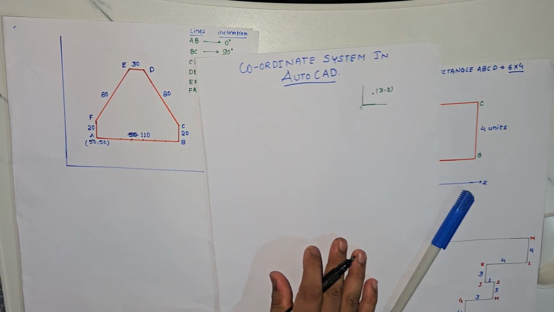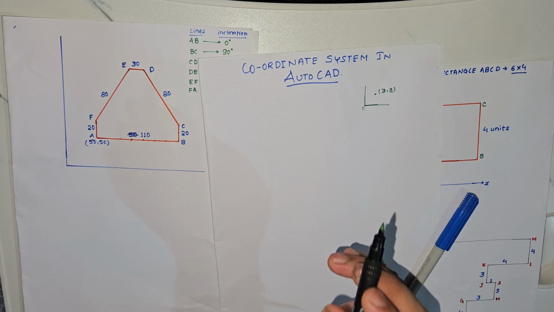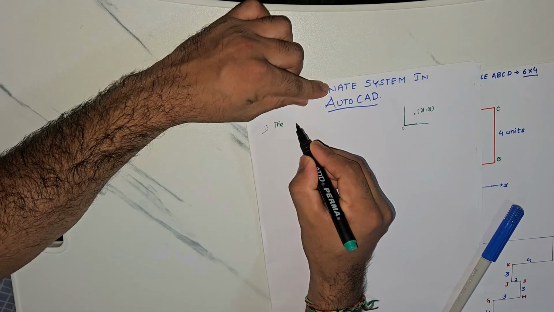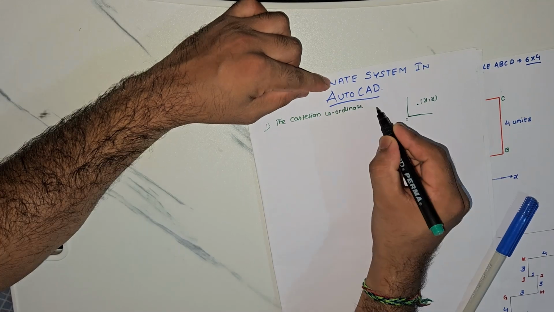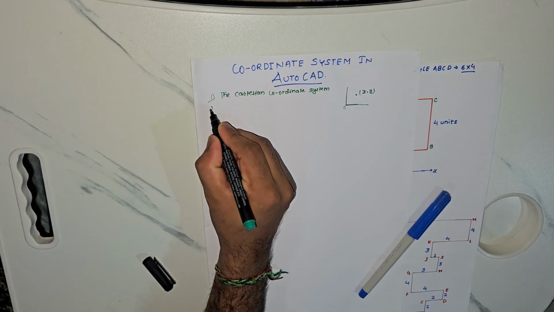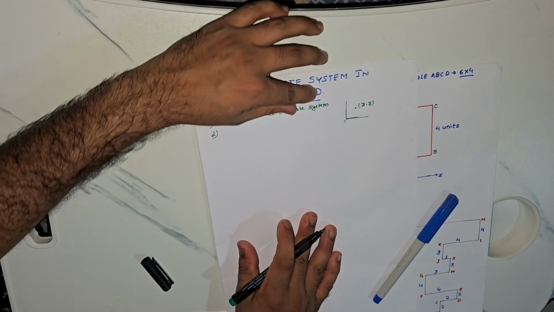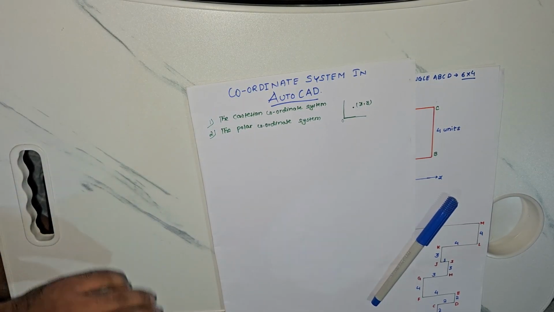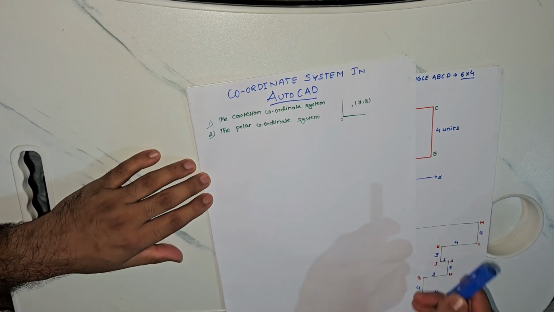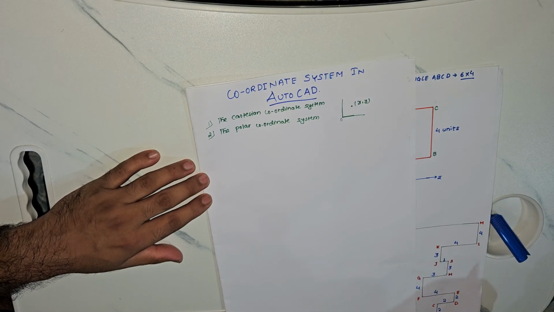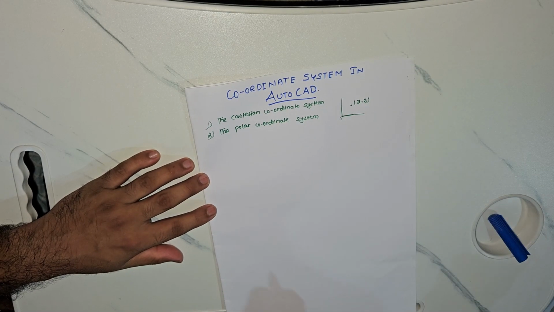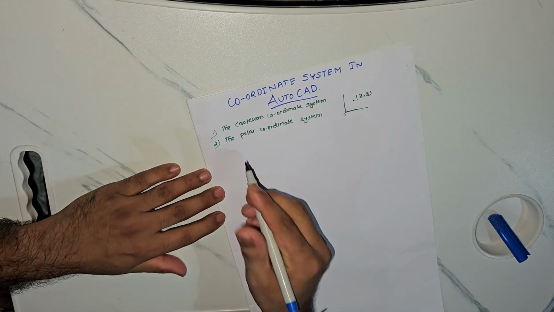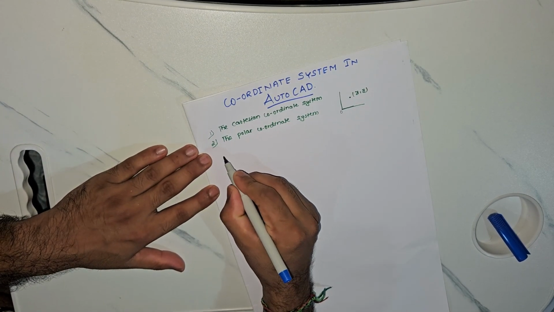And in AutoCAD we are allowed to define the point in two different systems. Number one, we have the Cartesian coordinate system, and the second one is the polar coordinate system. Let us understand what the Cartesian coordinate system and the polar coordinate system are. First we will see all these concepts theoretically, and then we will move to AutoCAD on our screen sharing. So first let us understand all this theoretically.